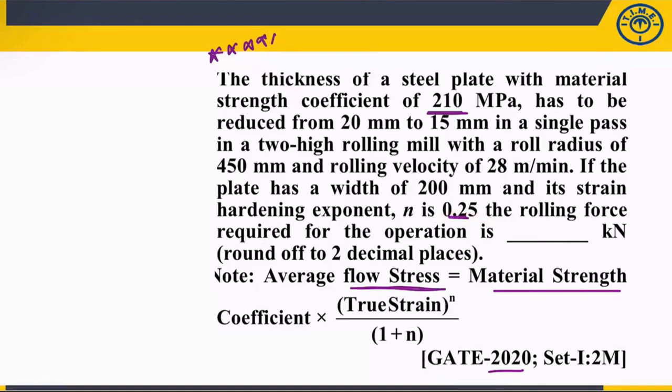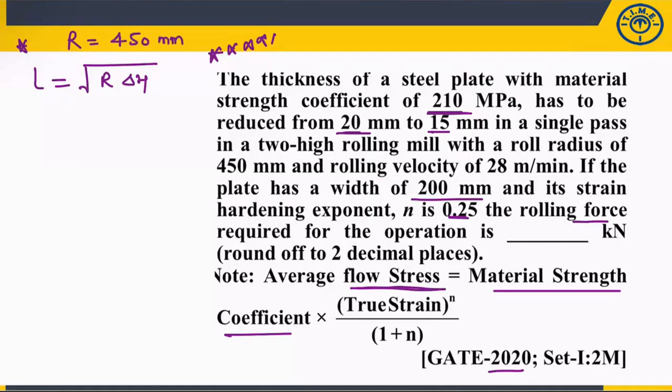Fine. Strength coefficient is given, which is 210. Now the thickness is reduced from 20 to 15 mm. So you have to calculate the rolling force. Rolling force means the stress into area. For area, what is needed? Projected length into width. The width they have mentioned as 200 mm. That means you have to first calculate projected length, which is nothing but root of R into delta h. Radius of the roller is 450 mm. What about delta h? The plate thickness is reduced from 20 to 15 mm. So this value will be 5 mm.